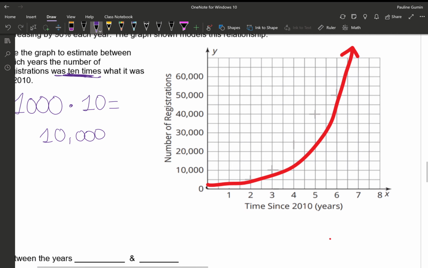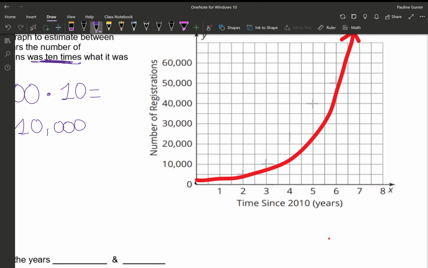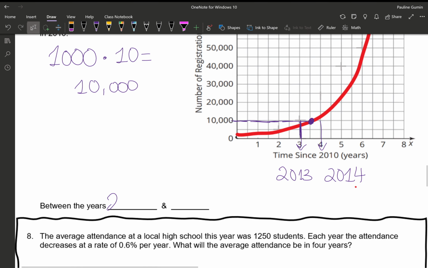This graph is even nicer. This is more detailed than the other two. We have the 10,000. Beautiful. I land it on my graph, and this graph is going by ones. Thank goodness we're going to have a more accurate representation. 3 years since 2010 is 2013, and 4 years since 2010 is 2014. Let's write that down.